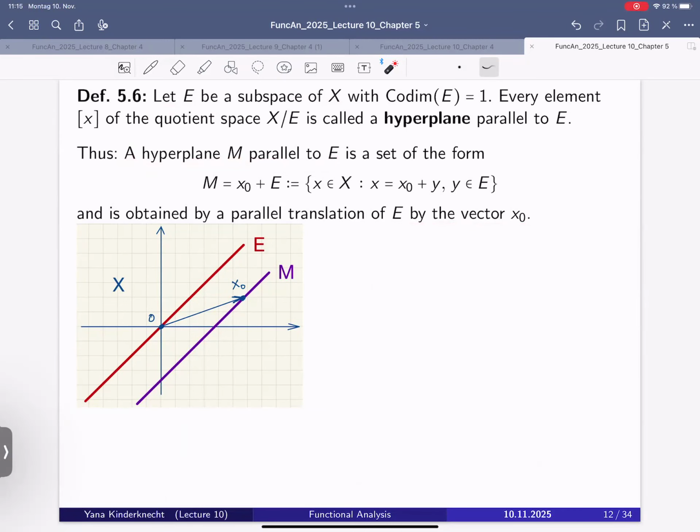So this is my picture. You have a vector space X. You have a subspace E. You take any vector which does not belong to E, and you make this shift. And you obtain a hyperplane which is parallel to E. And each hyperplane is nothing else but the equivalence class, so elements of this quotient space.